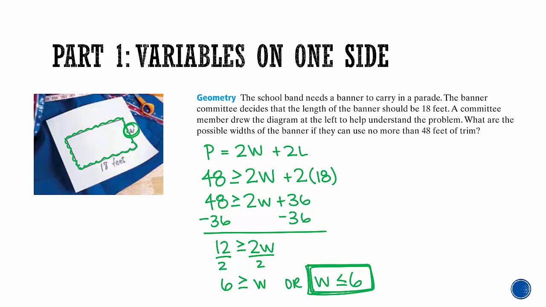If you use exactly 6, you'll use up all 48 feet of trim, and if you use something less, you'll have a little bit of trim left over.